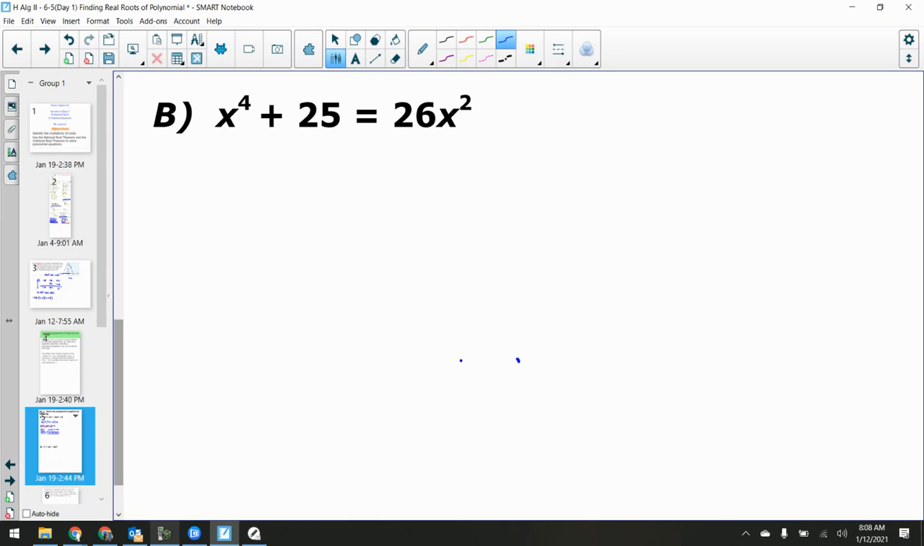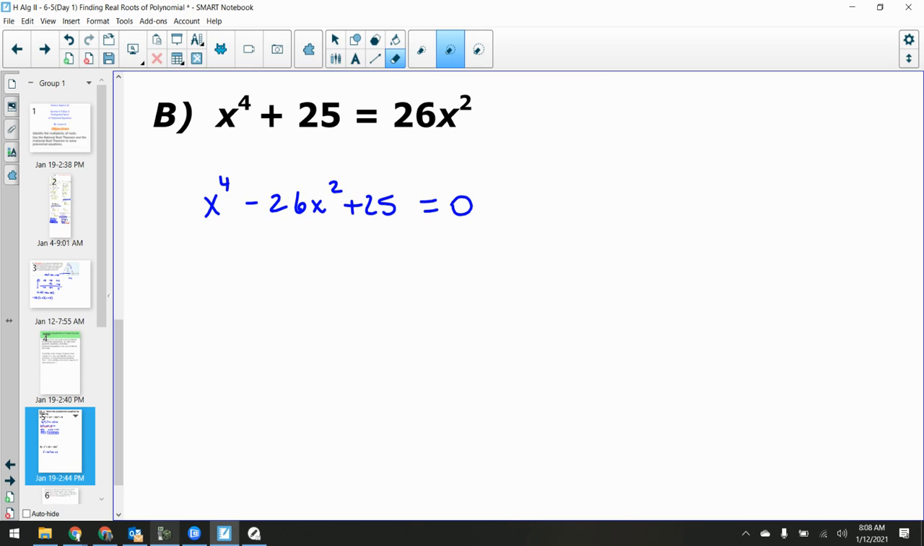Take a look at this one here. My first issue is that it's not set equal to 0, so I've got to start by doing that. I've got x to the 4th minus 26x squared plus 25. Now what we're going to do here is kind of an interesting method of factoring. You notice how this is a trinomial. So maybe this is factorable like when a is 1. But the issue is I've got an x to the 4th, and then I've got an x squared.